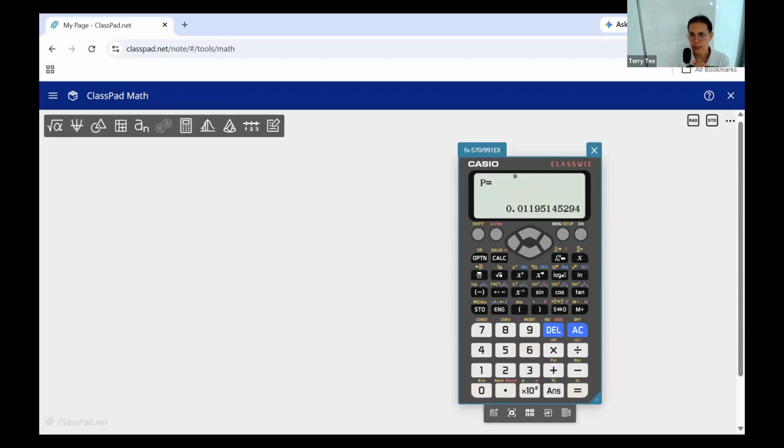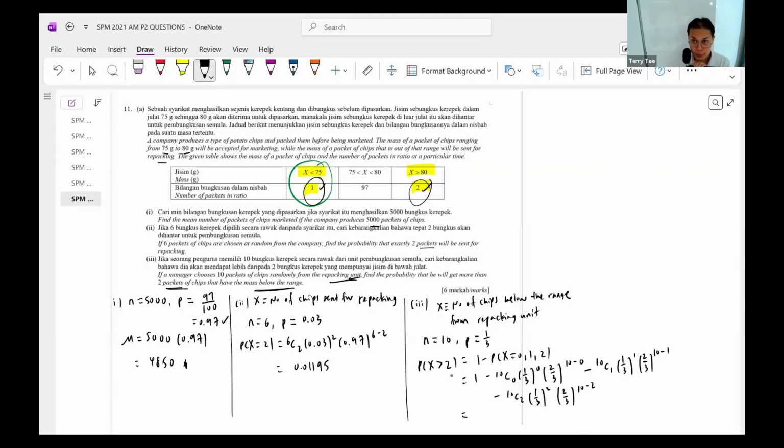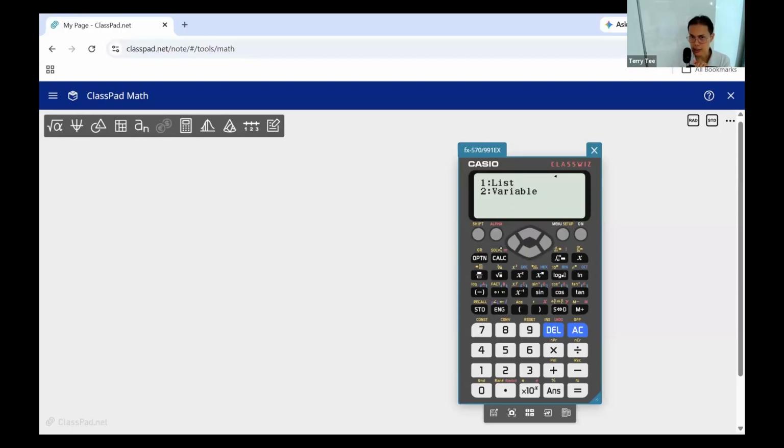But this time we are not finding this. We are finding, you go to 7, we go to binomial CD. CD means cumulative density. That means you count up to. You see, what I want is more than 2. But when you do CD, you're counting 0, 1, 2. You count up to 2. What I want is more than 2. What I don't want is less than or equal to 2. So to do less than or equal to 2, we use this CD function. Press 2 for variable. Press 2 here. Your n is now 10. What's your probability? 1/3.